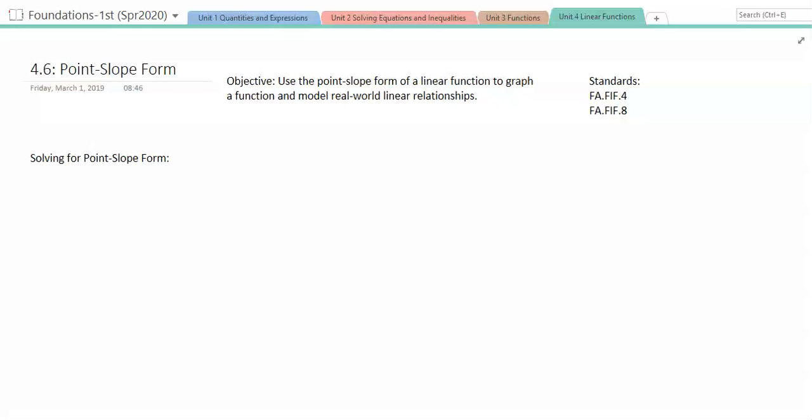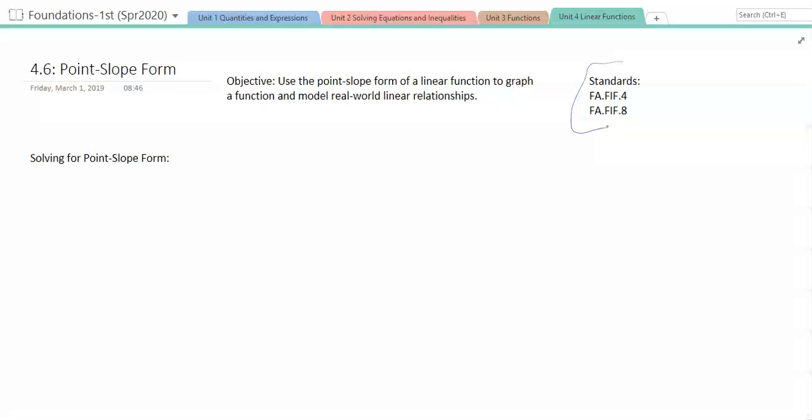Hey there, Foundations. We're going to continue in Unit 4 today with 4.6 on point slope form. The objective of this lesson is to be able to use the point slope form of a linear function to graph the function and model real world relationships. There's a pair of standards that go with this, F-IF.4 and F-IF.8, dealing with the key features of functions and being able to translate between different forms.